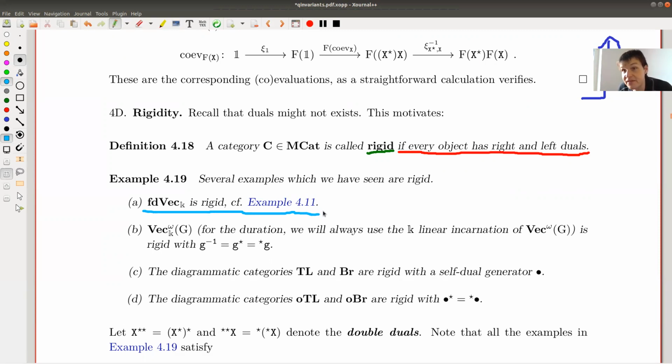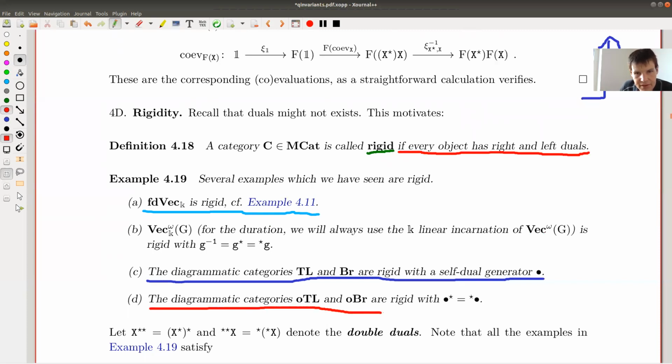Finite dimensional vector spaces are rigid. That's what I did above, right? In this example, vector space is not rigid, right? An infinite dimensional vector space doesn't have a dual. Basically, all the diagrammatic categories we have seen are rigid. So Temperley-Lieb and Brauer in their oriented versions, whatever.